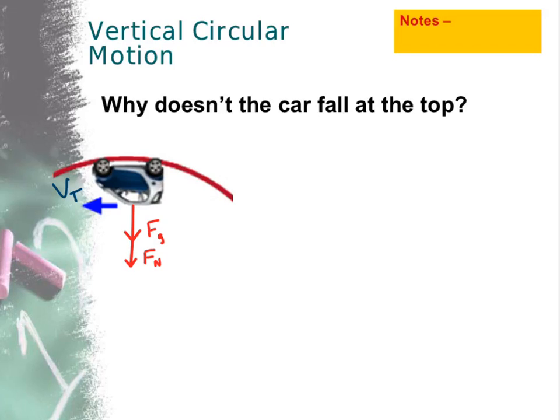We have a gravitational force, and we have a normal force, because if we didn't have a normal force, this car would continue to go in linear motion that way, according to Newton's first law. So we have to have a normal force to bring this car back into circular motion and complete the loop-de-loop.